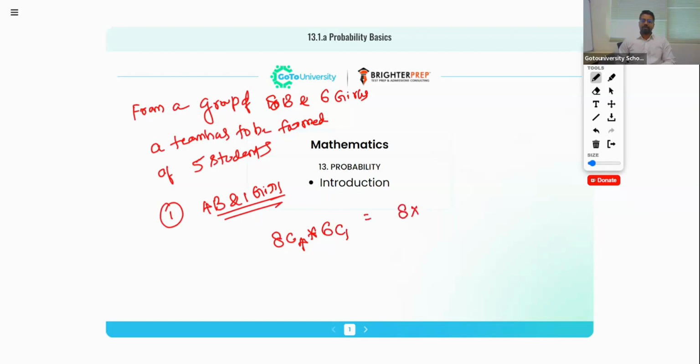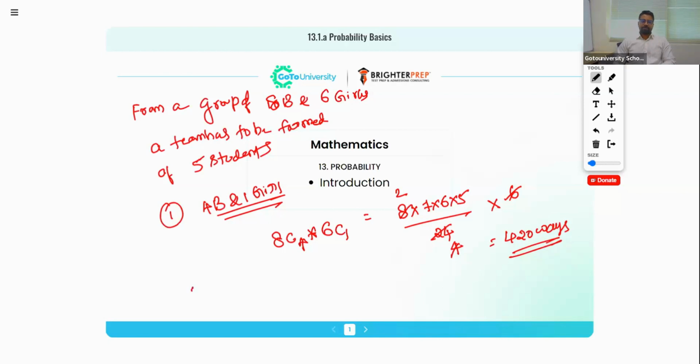What is 8C4? 8C4 is going to be 8 into 7 into 6 into 5 divided by 4 factorial, which is 24. This is how I'm using the factorial values. 6 as it is. 6 ones are 6, 6 fours are 24... which is 420 ways. Okay, you should be fast in multiplication.